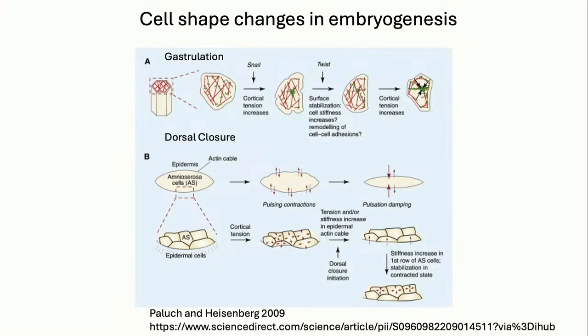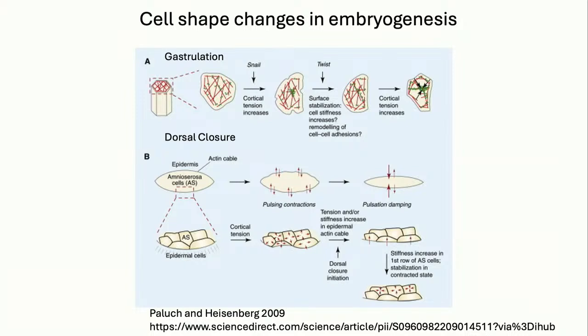So now of course we are already showing this as a schematic, but this was really found in a very seminal study in Wieschaus's lab when they started addressing what are the shape changes which occur in gastrulation.